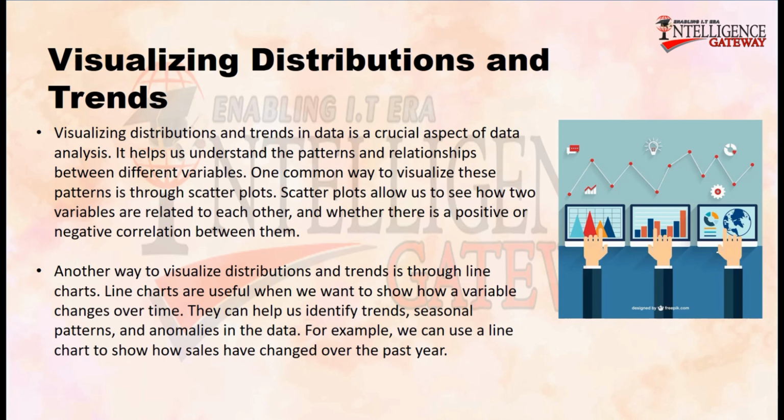Another way to visualize distributions and trends is through line charts. Line charts are useful when we want to show how a variable changes over time. They can help us identify trends, seasonal patterns, and anomalies in the data. For example, we can use a line chart to show how sales have changed over the past year.